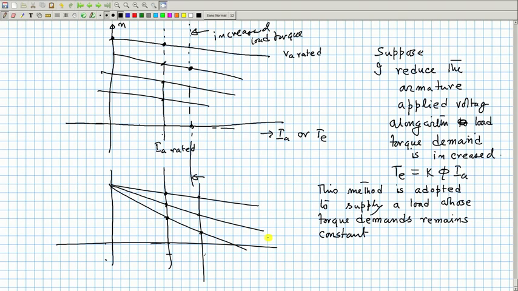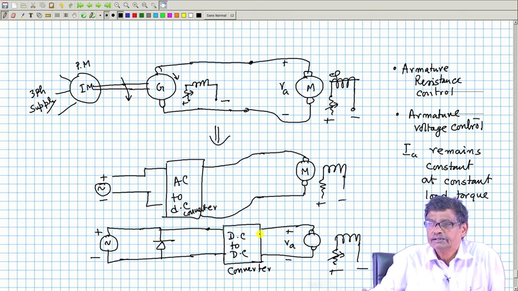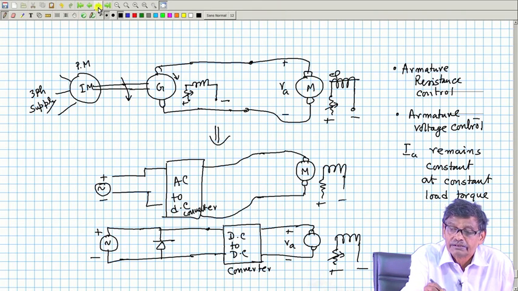So, armature voltage control is a very nice method, with smooth control. Compared to earlier days, nowadays the variation of armature applied voltage can be achieved not by big machines externally connected to your motor. This is the motor, I want to control the speed. Now, connect a converter, have some control, so that this applied voltage can be varied, and wherever constant load torque is to be supplied, adopt this method. That is the ultimate conclusion of this method.